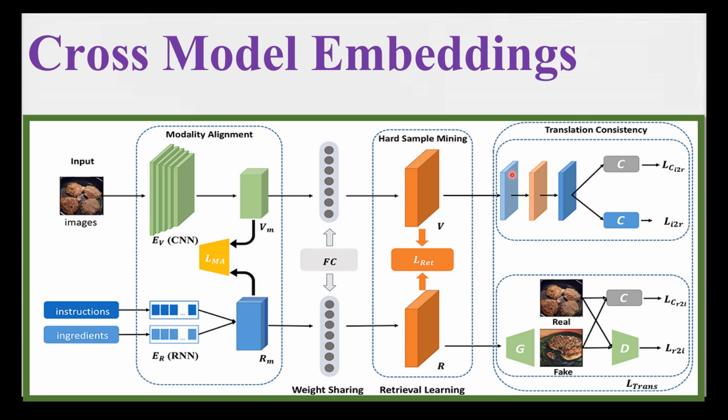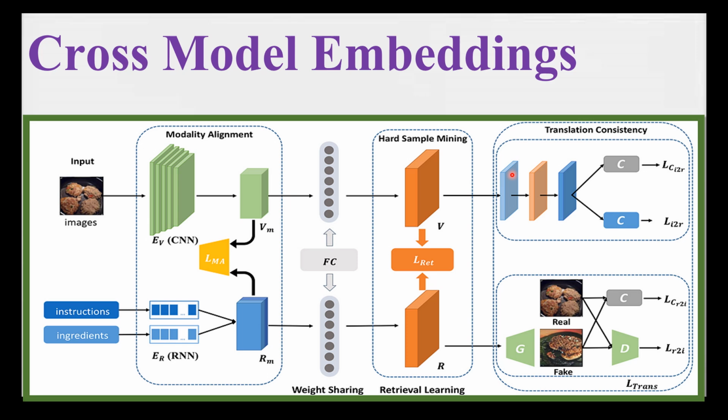And next comes cross-model embeddings. Now cross-model embeddings refers to combining the output of different language models to create a more comprehensive understanding of a piece of text. So this is like asking multiple experts in different fields to share their insight on a topic and combining their perspectives to get a more robust understanding.